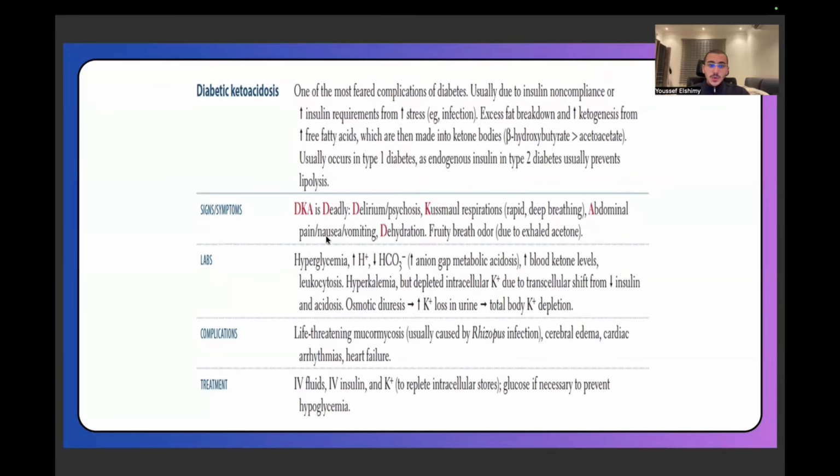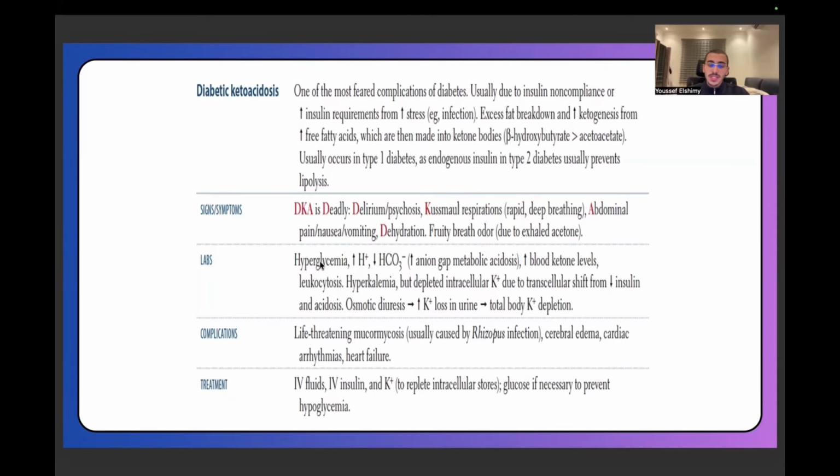So what are the symptoms? They have delirium and psychosis. They have Kussmaul respiration. We said because of the metabolic acidosis, they compensate by respiratory alkalosis, so they have rapid deep breathing. They have abdominal pain, nausea, and vomiting. They have dehydration because of the vomiting and the osmotic diuresis. They have a fruity breath odor, and this is because of the exhaled acetone.